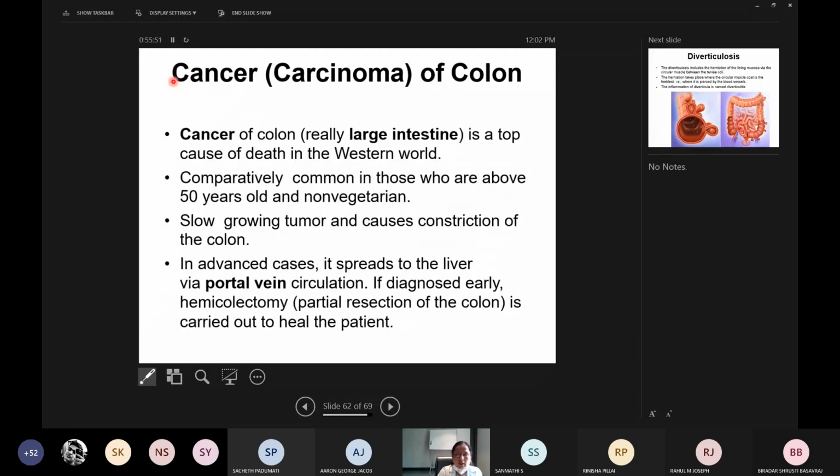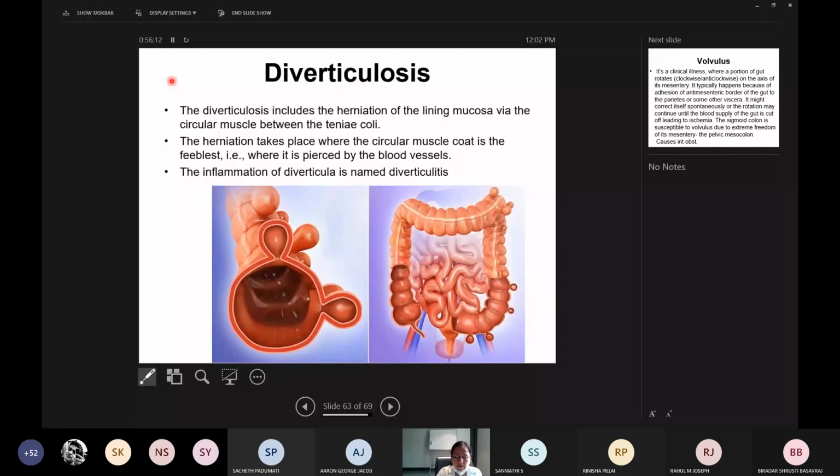Next, you have got the cancer of the colon. It is very commonly seen in the Western world and above 50 years, commonly with a non-vegetarian diet. It is a slow growing tumor which causes constriction of the colon. It may spread to the liver because of the portal vein. So that is about the cancer.